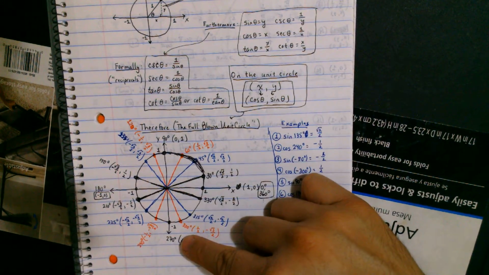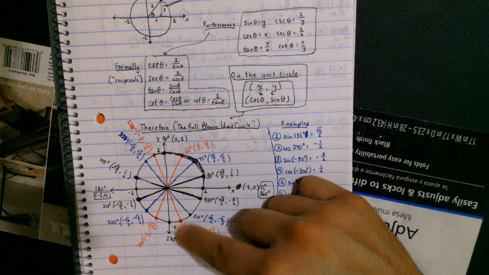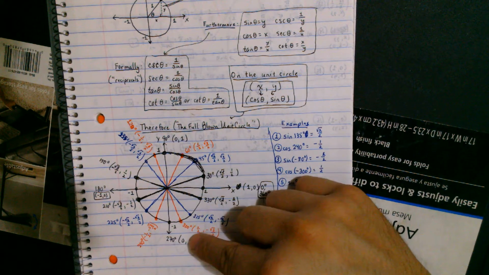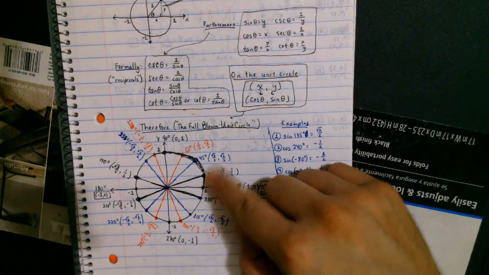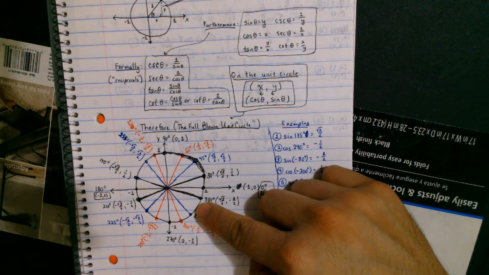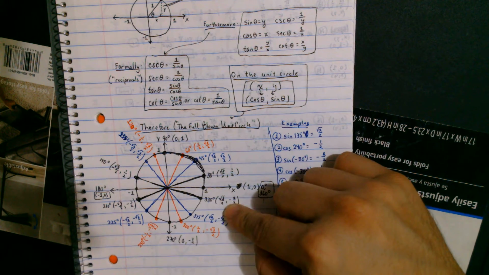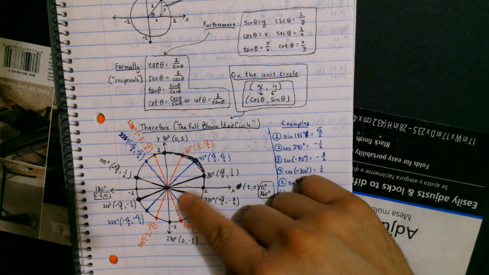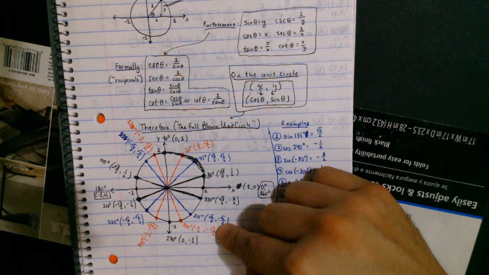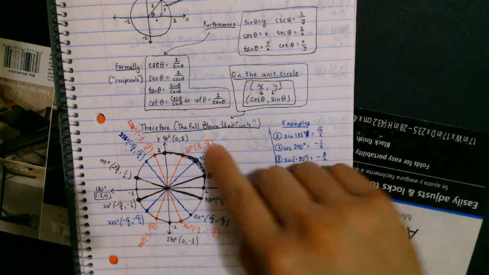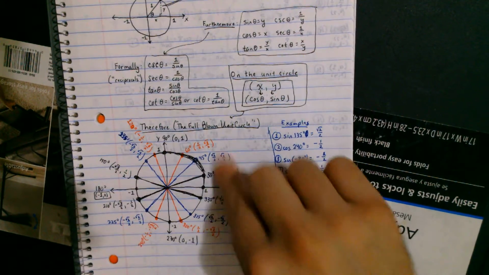So again, same difference. 300, same answer as 60, same numbers. 315, reference of 45, same numbers. And 330, same values as 30. Except in the fourth quadrant, the y is negative, so all the second coordinates are negative. And ultimately 1, 0. So all of this is the culmination of everything we've done so far.